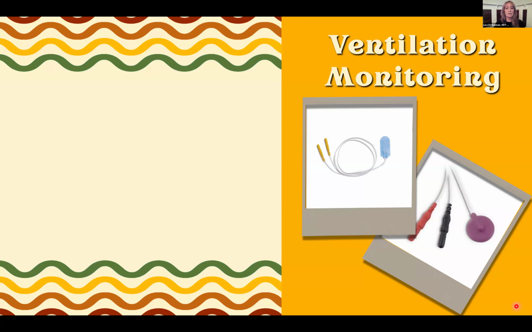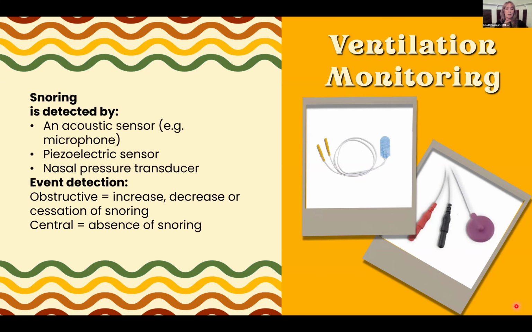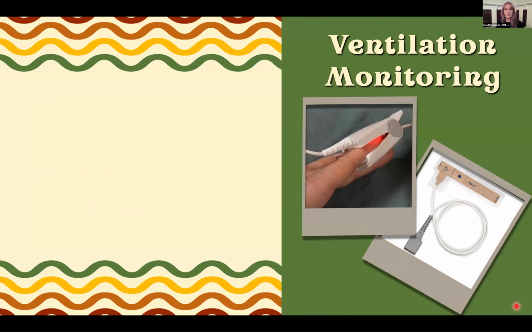Snore mics, there's all kinds of different types. We use the disposables in the top picture. We used to use the ones you clean on the bottom, but they get placed right over where someone would pick up the vibrations of snoring. There are acoustic sensors, piezoelectric sensors, and nasal pressure transducers also. So you can also pick up snore from your pressure transducer. And again, we're looking for increase, decrease, or cessation of snoring. And of course, central apnea would show cessation.